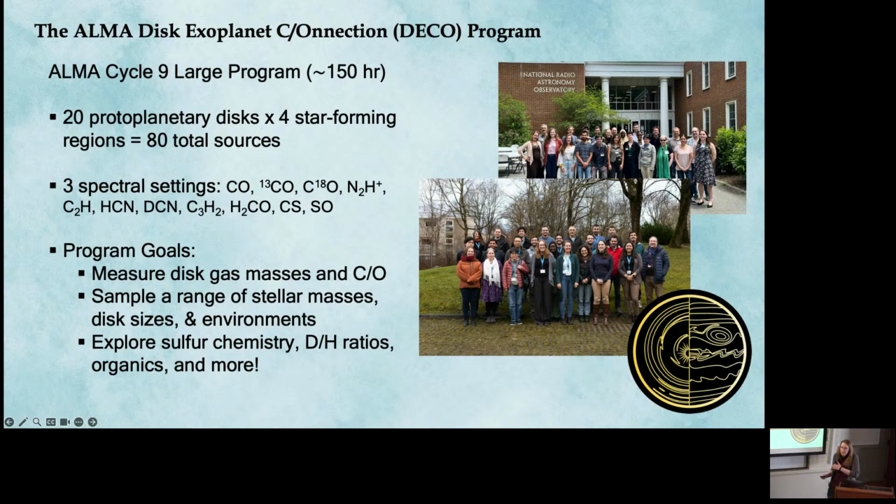We're also looking at a wide variety of spectral lines. So we have CO, N2H+, to go after the gas masses, C2H for C to O ratios, but also a host of other molecular lines that we can use to look at sulfur chemistry, more carbon-bearing species, and some of our stepping stones to complex ices.